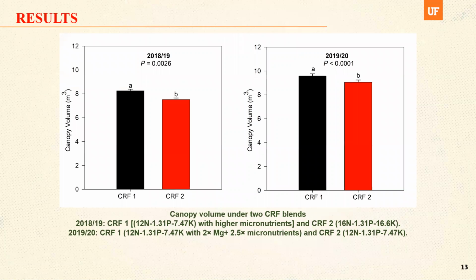Now the results. Here the x-axis represents 2 different applications of controlled release fertilizers. The black represents the formulation with higher rates of micronutrients, sulfur coated higher rates of micronutrients, and red represents lower rate or IFS recommended rates of micronutrients. The higher rates of sulfur coated micronutrients fertilizer actually increased the canopy growth in both seasons. 10% increase in 18-19 and 8% increase in 19-20.